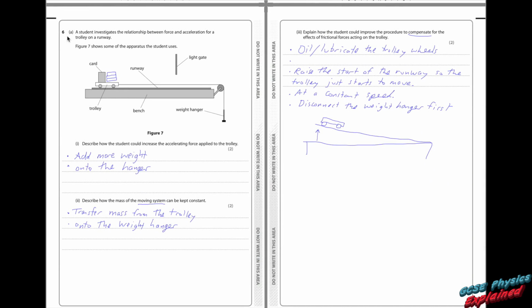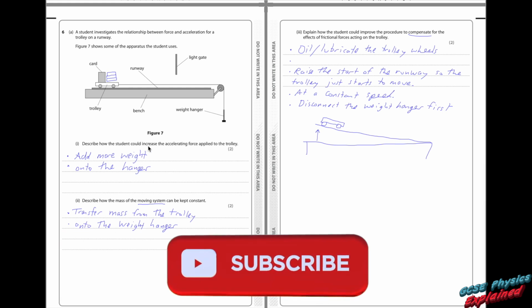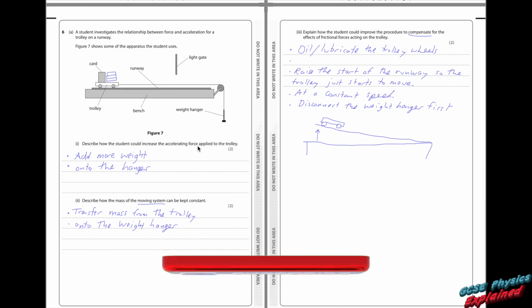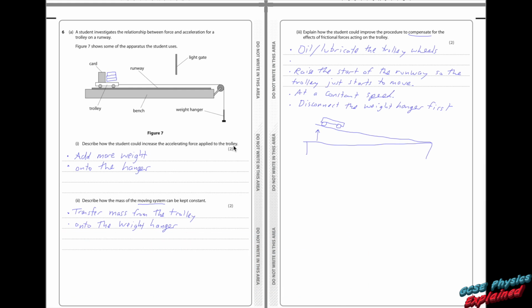Question 6, Part A. The student investigates the relationship between force and acceleration for a trolley on a runway. Figure 7 shows some of the apparatus the student uses. Now I've drawn this in. You'll find out why when I get down to Part 2. Part 1. Describe how the student could increase the accelerating force applied to the trolley.